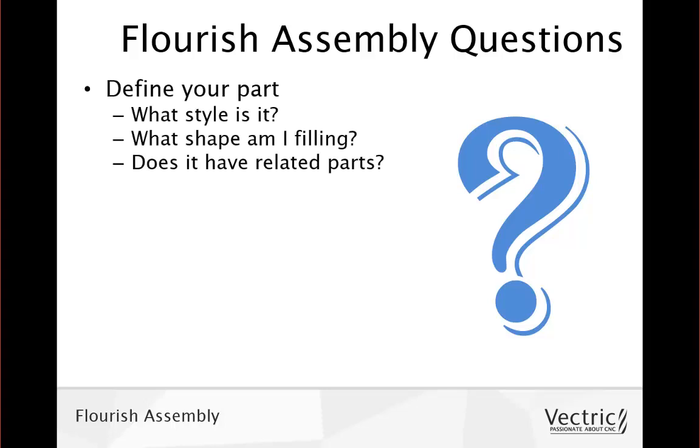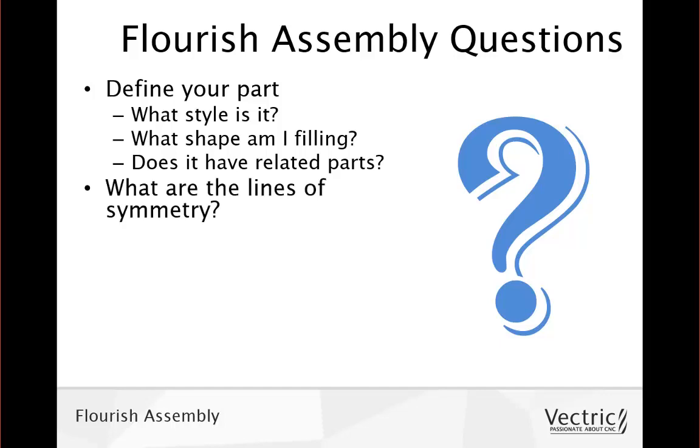Firstly, you need to define what sort of part you're going to make. What style is it? Is it from a particular historical era? What shape are you going to fill? Is it a rectangle? Is it a circle? Is it corners? Is it moulding? Does it have related parts? Are there things that are going to need to echo a particular design across different shapes perhaps?